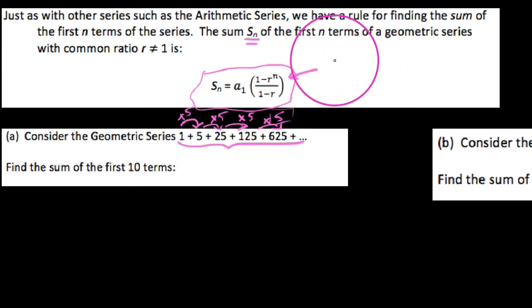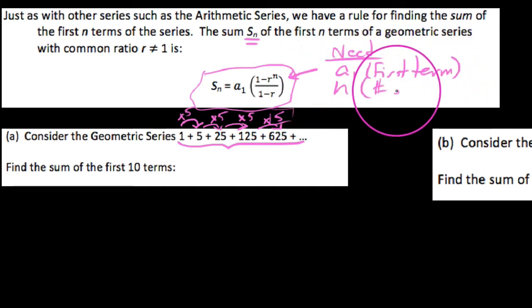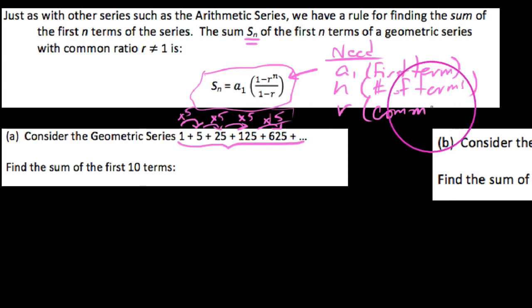In terms of when I want to find S sub n, there are a few things we're going to need. What are the things I need? We need a1, the first term. We're also going to need n, which is the number of terms. We're also going to need r, which is our common ratio. Knowing these things, we can go find the sum of the first n terms of this sequence or this series.